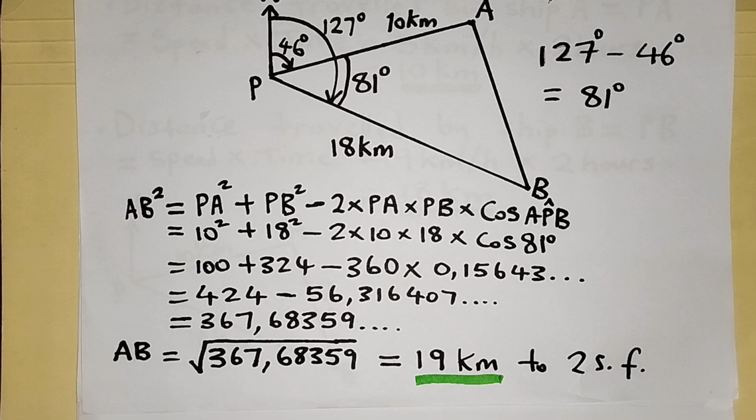So the distance between the two ships after they traveled for 2 hours equals 19 kilometers to 2 significant figures.